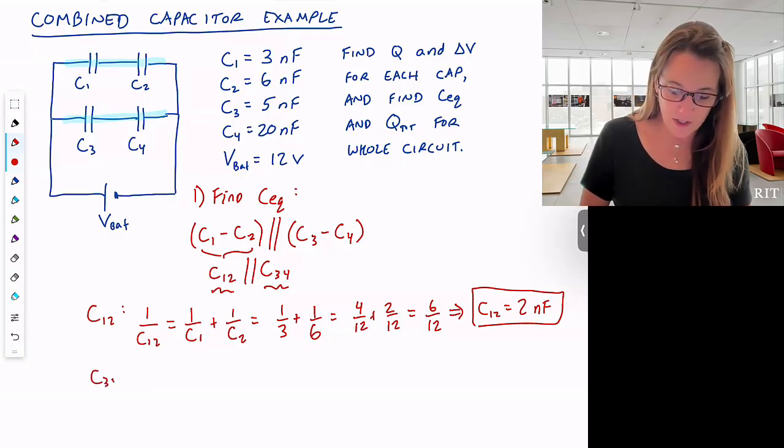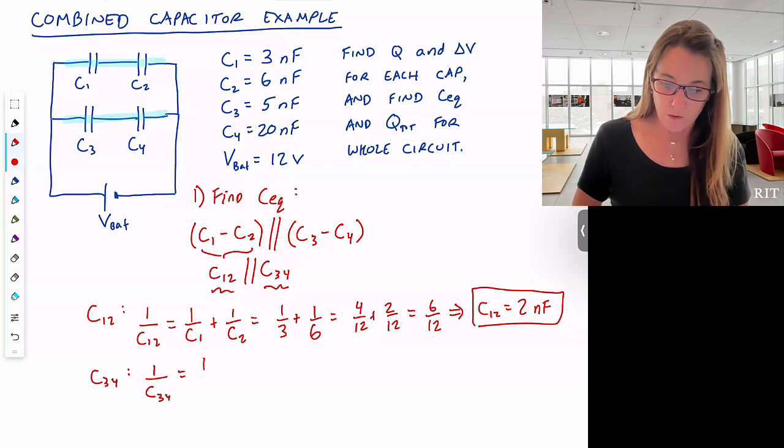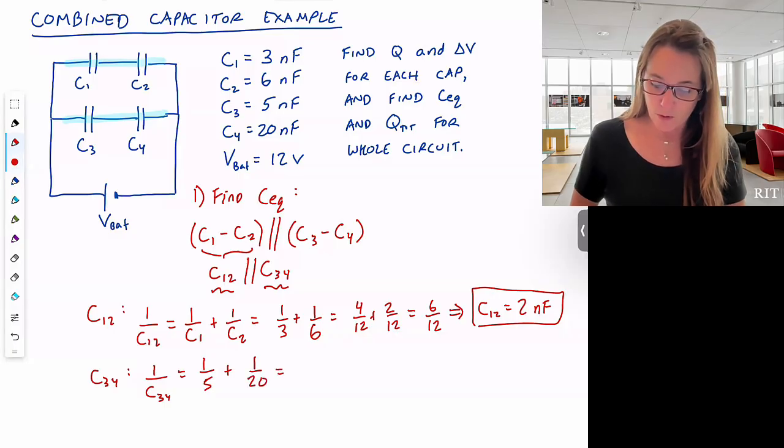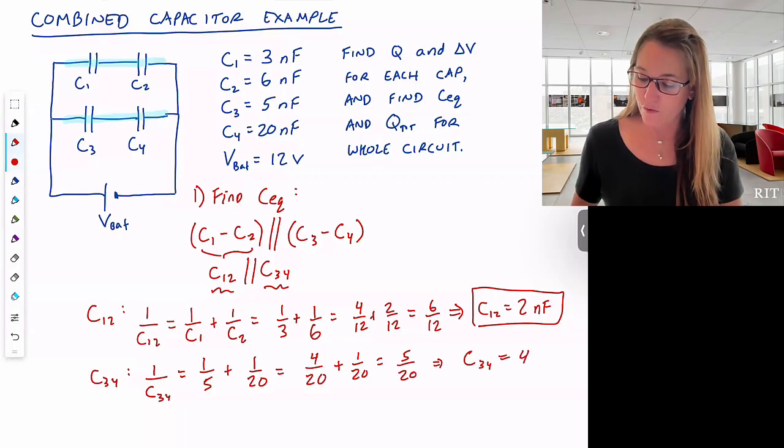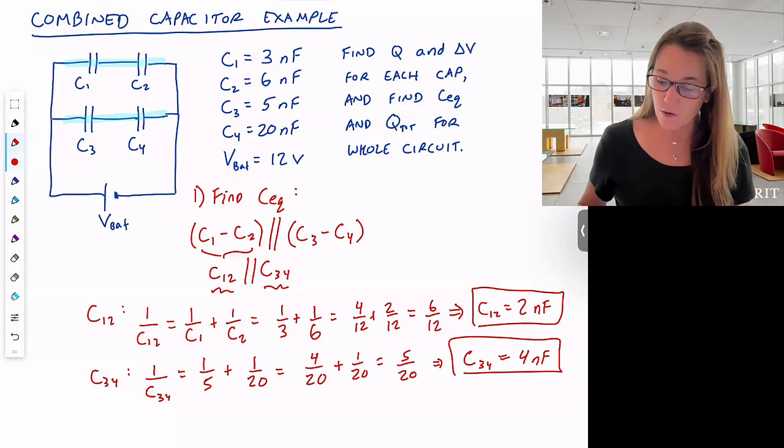I can then solve for C34 in the same way. 1 over C34 is equal to 1 over C3, which is 1 over 5, plus 1 over C4, which is 1 over 4. Just doing my fractions here, I get 4 over 20 plus 5 over 20, which is 9 over 20... I mean, 1 over 5 is 4 over 20 and 1 over 4 is 5 over 20, so that gives 9 over 20. Inverting, I get C34 equals 4 nanofarads. So I have these two intermediate steps.